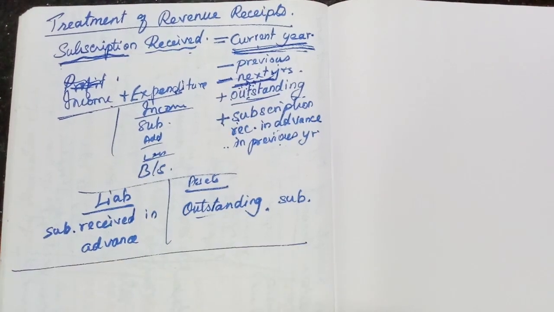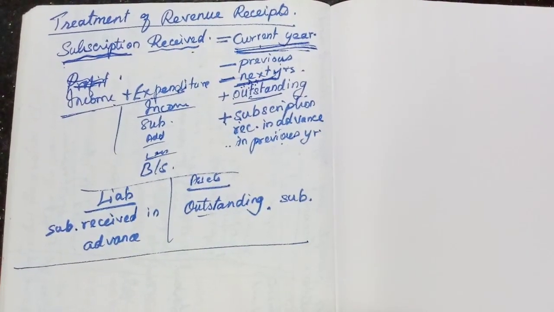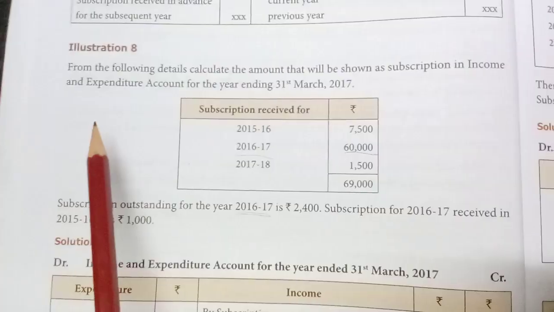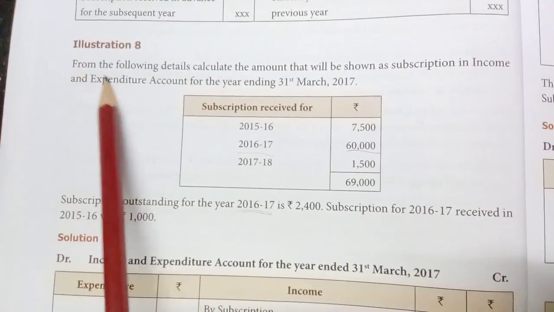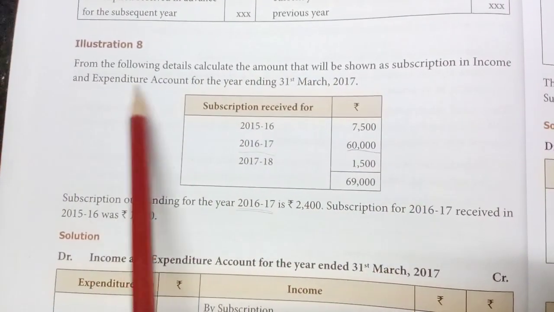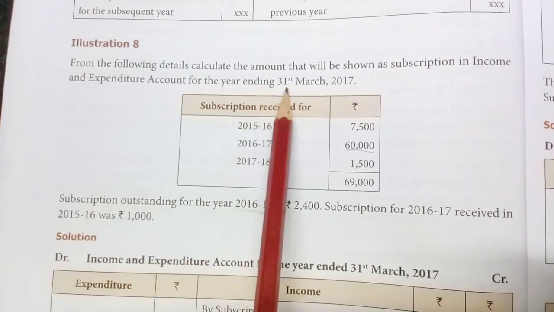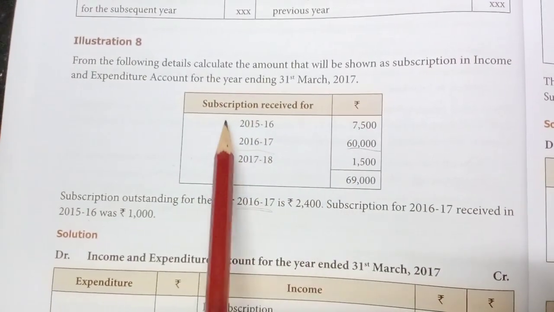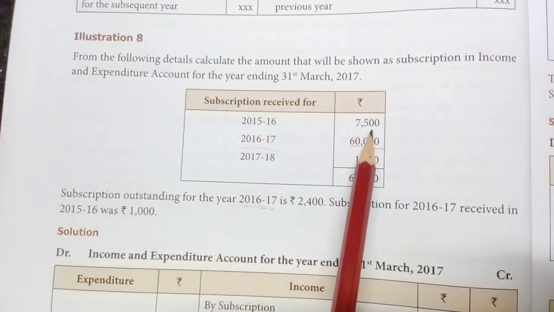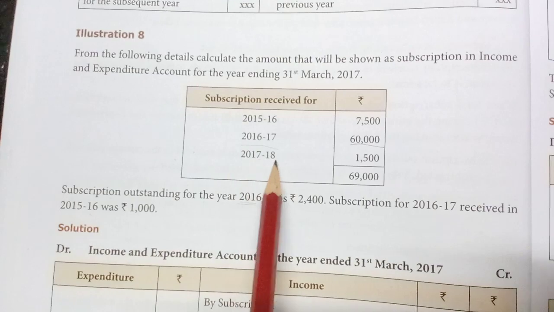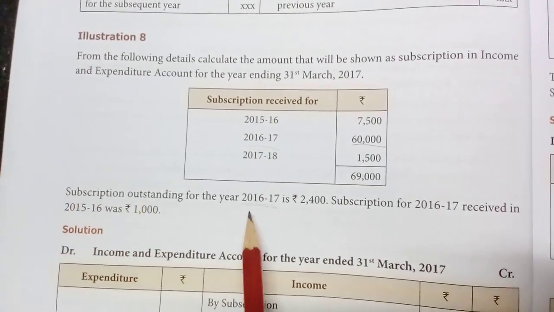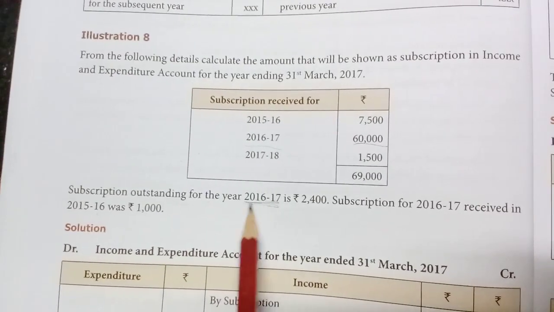So now I will explain one illustration. I will show that illustration to you, and explain the same thing. You will understand easily. From the following details, calculate the amount that will be shown as subscription in income and expenditure account for the year ending 31st March 2017. Subscription received for 2015-16, 16-17, 17-18, total given. Then adjustment: subscription outstanding for the year 16-17.